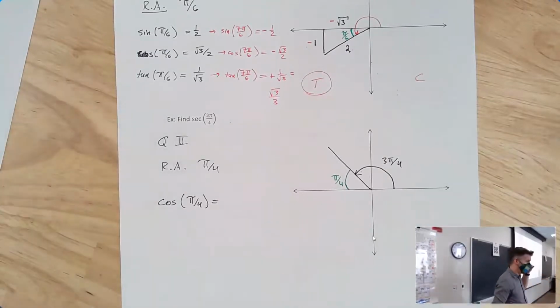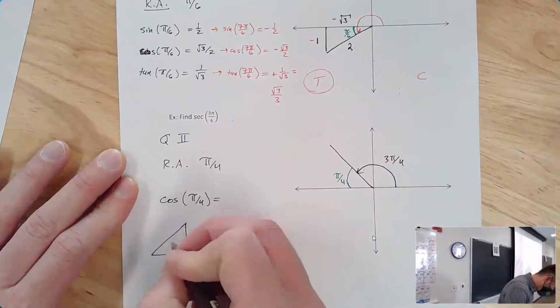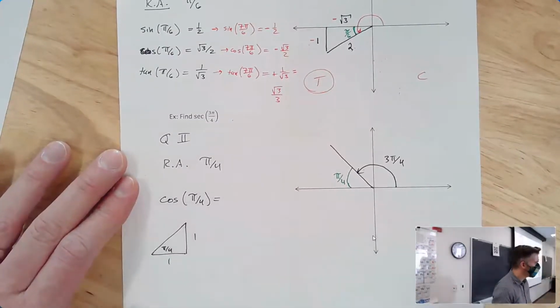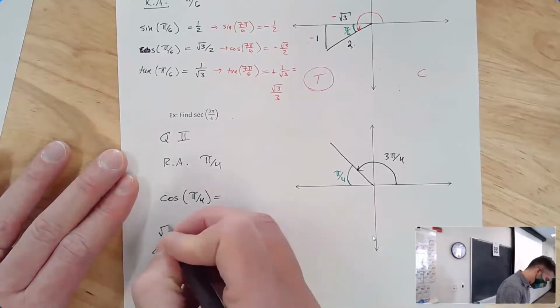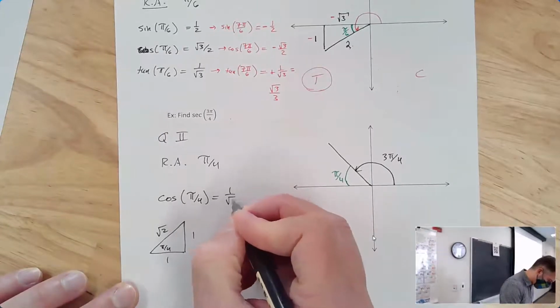Well, pi over 4 is the angle where cosine and sine are the same, and tangent is 1. So let's draw the triangle. I said I wasn't going to draw the triangle, I lied. That's where we have a 1 and a 1, and what's the hypotenuse? Exactly, root 2. So what's cosine of pi over 4? It's 1 over root 2.